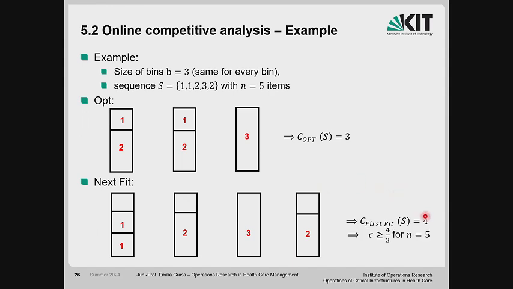And you can see here the competitiveness is 4 to 3 if we look at 5 surgeries or 5 requests. So this is the example. You can see here that this cannot be optimal. If we would know that in advance, we could arrange it in an optimal way, but if we use next fit, we cannot do that.